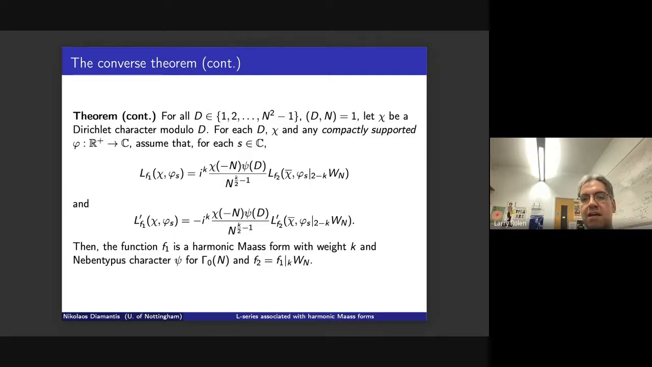We also require L prime to satisfy the same functional equation, but with a minus in front. So this we require for all chi's and actually for all s. And now the s does appear, so we have two parameters. The phi can be anything we want, and the s can also be anything we want. Now the conclusion is that the function f1 will be a harmonic Maass form of weight k and character psi, and also that f2 will be f1 slash wn.